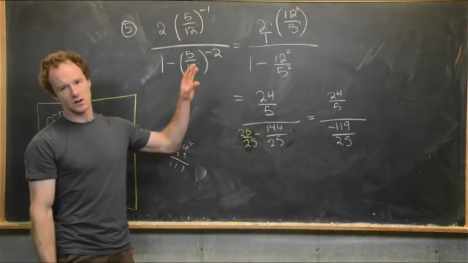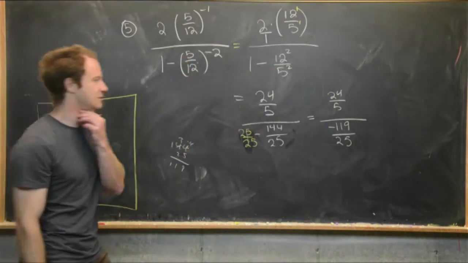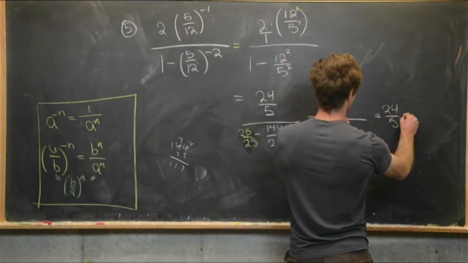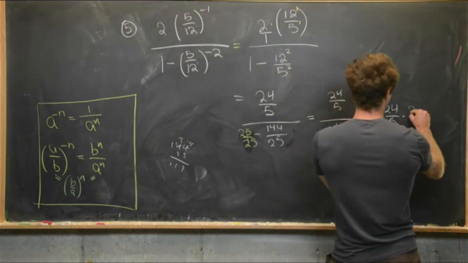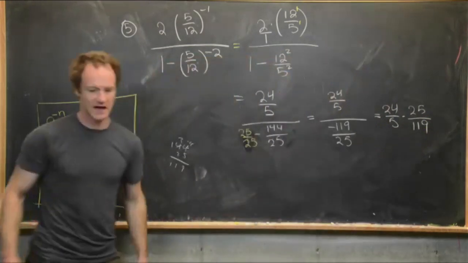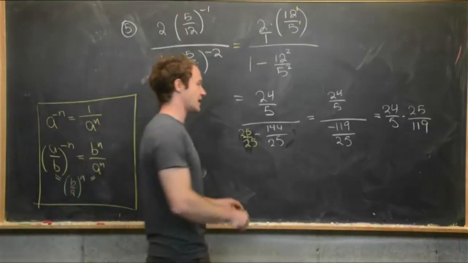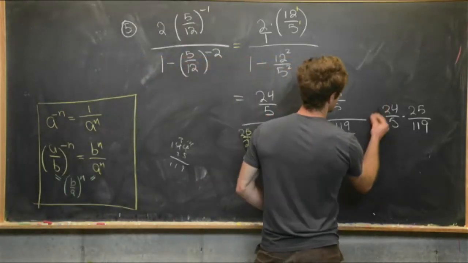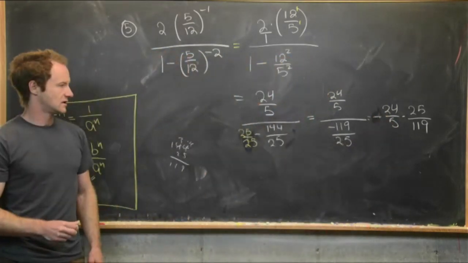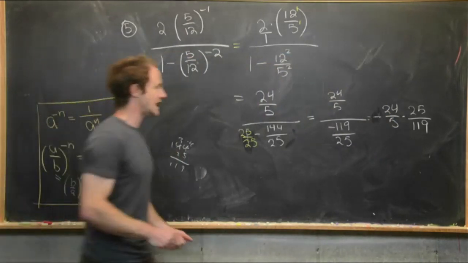But now we're taking the quotient of two fractions. We're dividing two fractions. So that means we need to multiply by the reciprocal. So if we multiply by the reciprocal, we'll have 24 over 5 times 25 over 119, like that. And then we can start simplifying. Oh, and I need a minus sign. And actually, we can just put the minus sign out in front of everything. There's a single minus sign, so that contributes. Everything is negative. Okay. Now we can start simplifying.